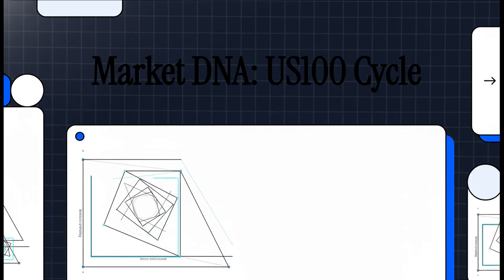All right, today we're doing something a little different. We're going to visually document a single market cycle for the US 100, and we'll be using this really unique, purely geometric system called the market DNA method. Let's dive in and see how this all plays out.